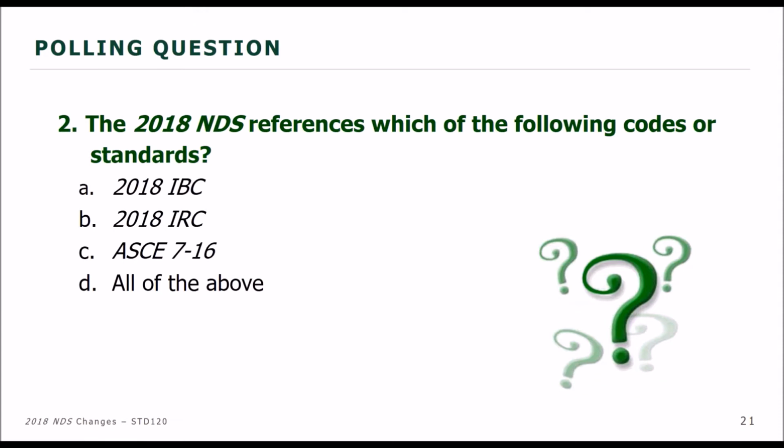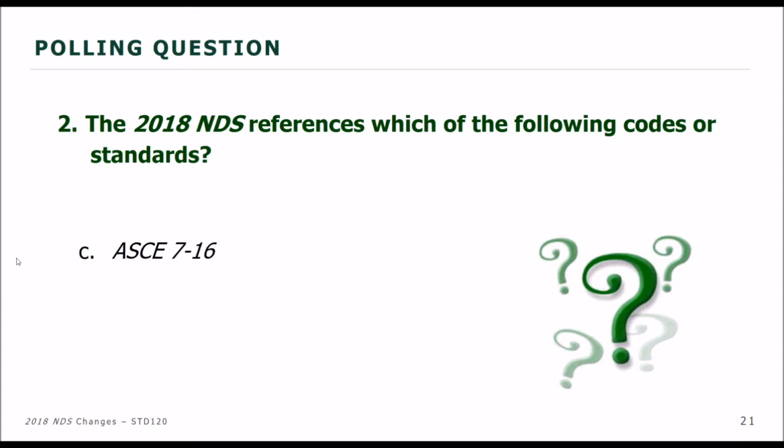Thank you. And the real answer is ASCE 7-16. Now, we did talk about the 2018 IRC and IBC, but those two publications or building codes reference the NDS. It's not the other way around. The NDS references ASCE 7-16.